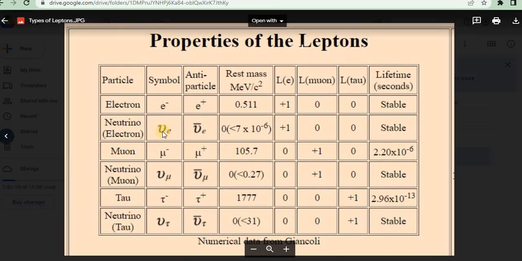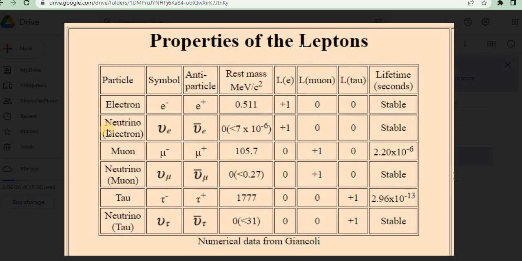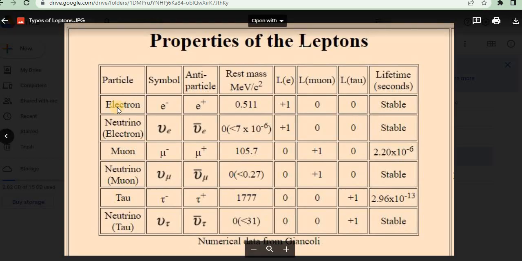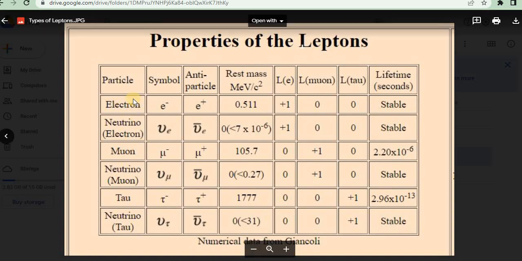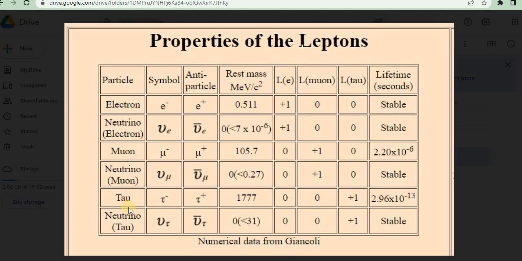So even the quarks have antiparticles, antiquarks we say. Okay, so these are the leptons: 1, 2, 3, 4, 5, 6. We have the electron and the electron neutrino, muon and the muon neutrino, tau and the tau neutrino. It's easy to remember: there are 3 things here, electron, muon and tau, and their neutrinos.